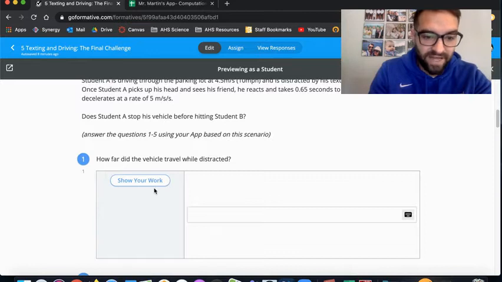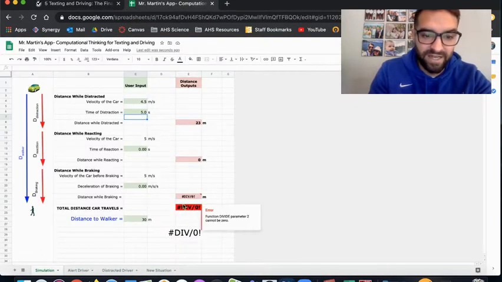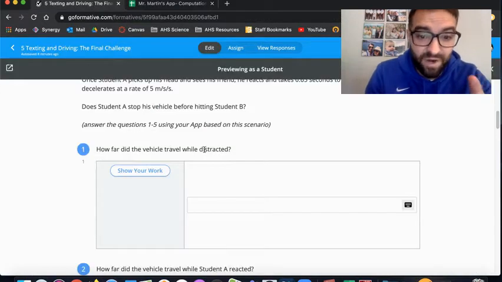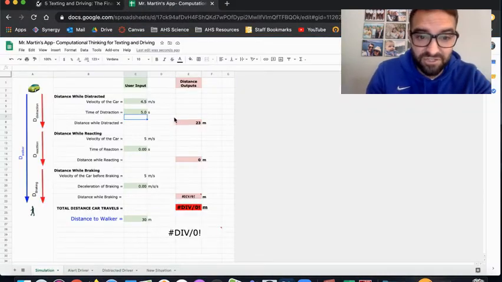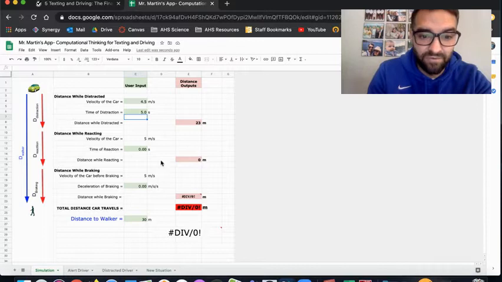This then will help you answer how far did the vehicle travel while distracted. Again, that is going to be this total distance in meters here. Oh, sorry, I apologize. While distracted. So that's just looking for this value here. How far did the student or vehicle travel while student A reacted? So that would be this distance here, but keep in mind I haven't put the number in yet. So once you put in your reaction time, you'll see the updated distance.